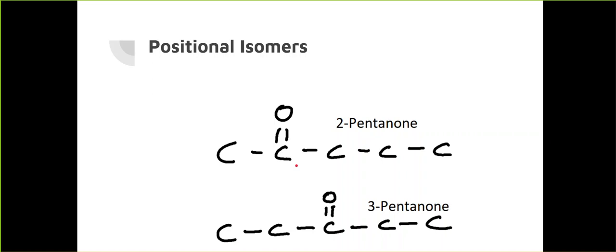Okay, ketones can also have isomers, positional isomers. So again, it's where the carbonyl group is at. This is 2-pentanone because it's on the 2nd carbon. And this is 3-pentanone. It's on the 3rd carbon. So these two have the exact same molecular formula, and therefore they are positional isomers. The structure is not different. It's just that the position of the carbonyl group is shifted.